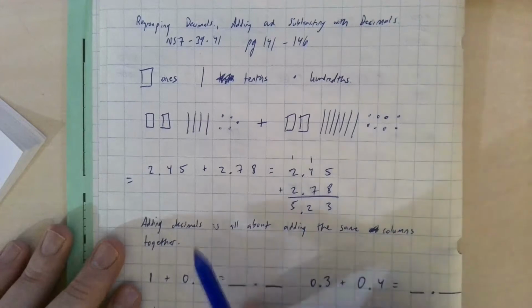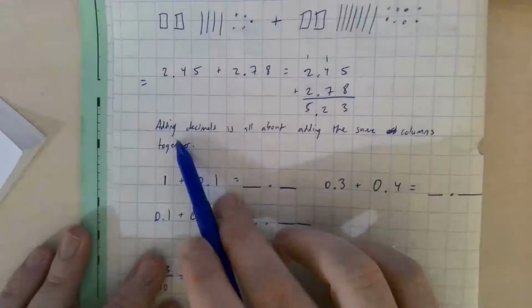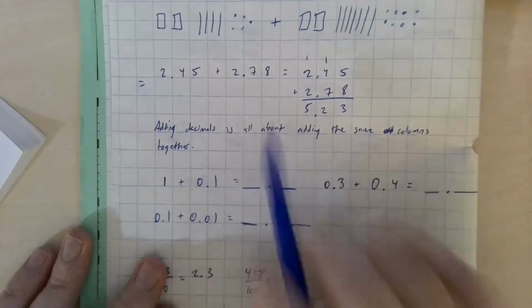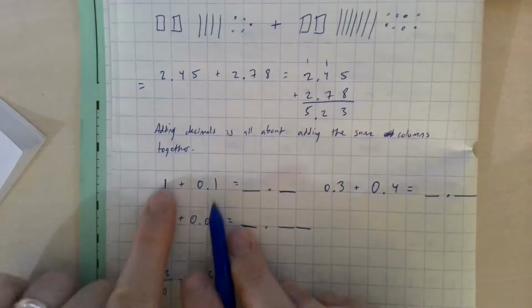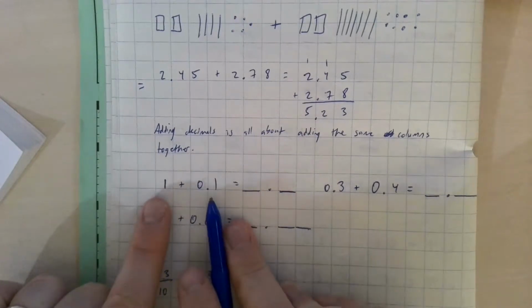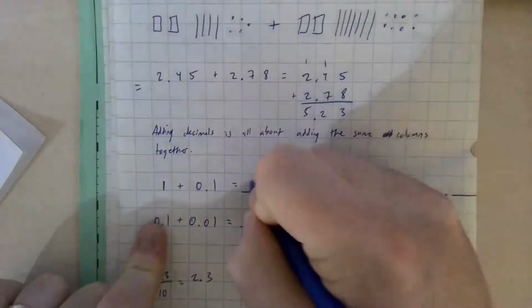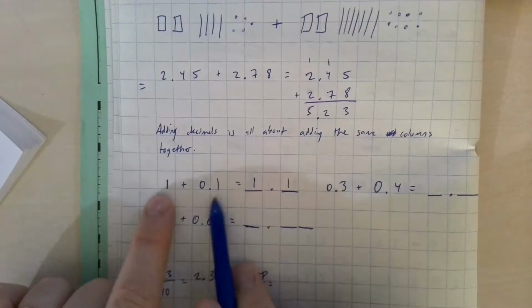And I sort of mentioned this here. Whenever you're doing horizontal addition, this is something that you should think about. Adding decimals is all about adding the same columns together. So what I mean by that is, we'll do this one right here. We have 1 whole and we have 1 tenth. Okay, those are not in the same columns of values. So that doesn't matter. We're just going to put the numbers down like this, 1 and 1. Okay, because these don't apply to each other. This is tenths, this is ones.